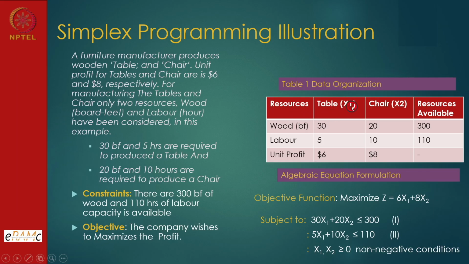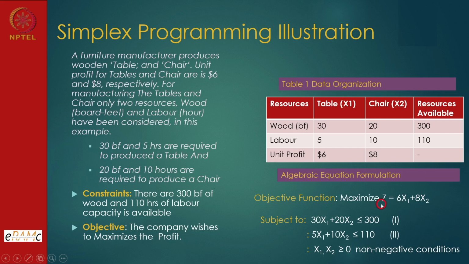The table is characterized by a variable x1, the chair by x2. Then wood will be this one, labor will be this one. Unit profit on a table is $6, and 20 board feet and 10 hours are required for a chair, for a profit of $8. Resources are limited to 300 and 110, so we don't have more than that. Our objective function is maximization of the profit.